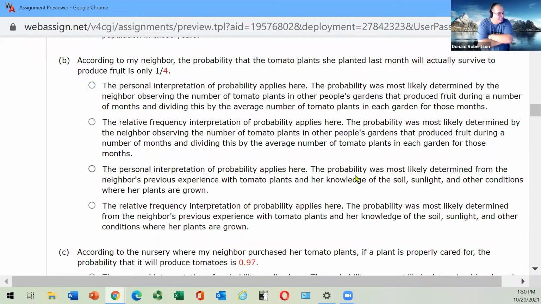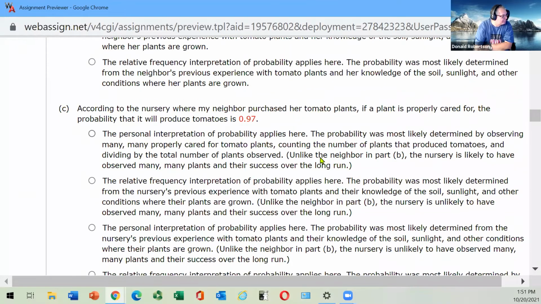Now, according to your neighbor, right, there's a 1 in 4 chance that our tomatoes are going to actually do any good, right? She's going to get some tomatoes, bear fruit. Personal or relative frequency? Personal. Yeah. I don't know where she got that quarter from. It's just her gut feeling. And you can figure out which one of the personals make more sense.